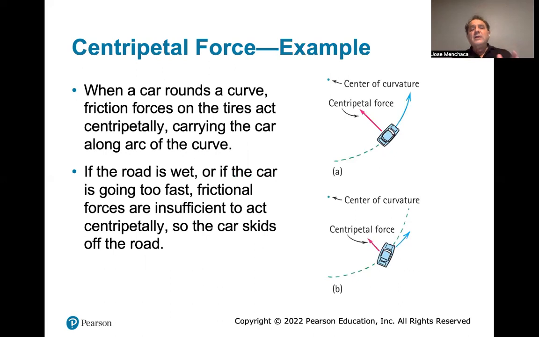Okay. When a car rounds a curve, friction forces on the tires act centripetally, carrying the car along the arc of the curve. If the road is wet or if the car is going too fast, frictional forces are insufficient to act centripetally, so the car skids off the road. Let's say you're driving in a car and you're a passenger in the car. The person driving turns to the left at a high rate of speed.